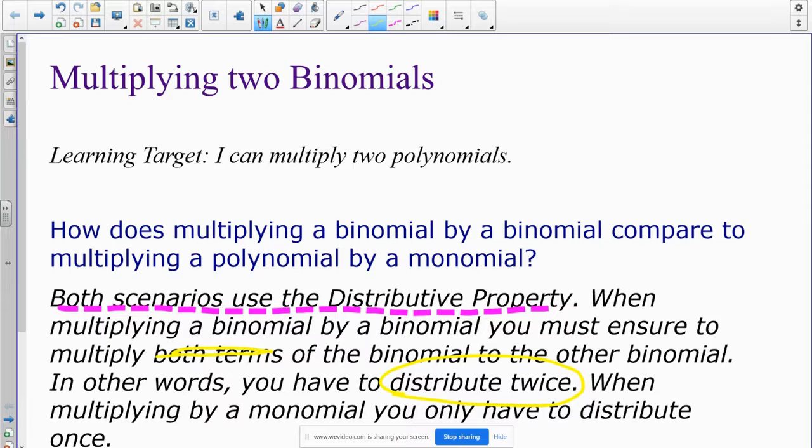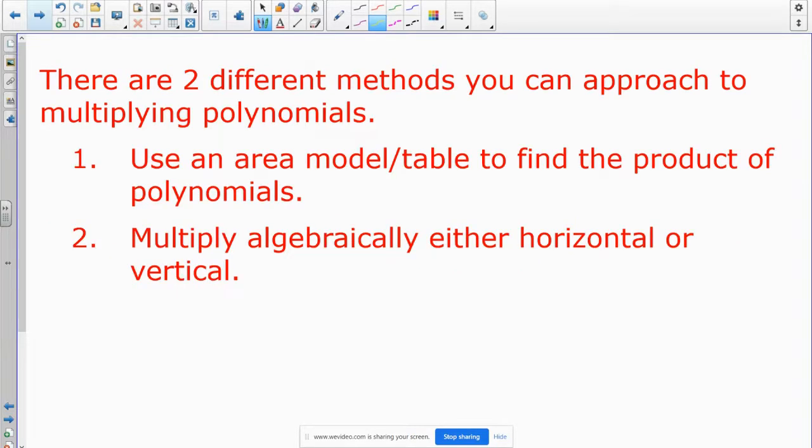Last lesson we would distribute that monomial to the polynomial just once. Well, since you're doing a binomial times a binomial, you have to distribute the term twice. So let's first of all look at a couple examples. Just a reminder, there are two different methods you can use to multiply polynomials. You can use that area model, also known as the table, to find the product if you like that visual, kinesthetic organization, or you can still multiply algebraically, either horizontally or vertically.